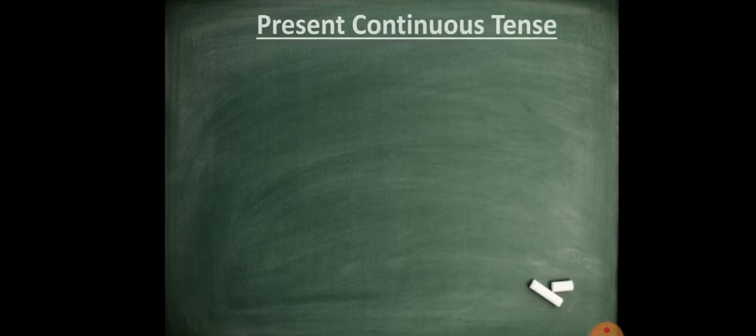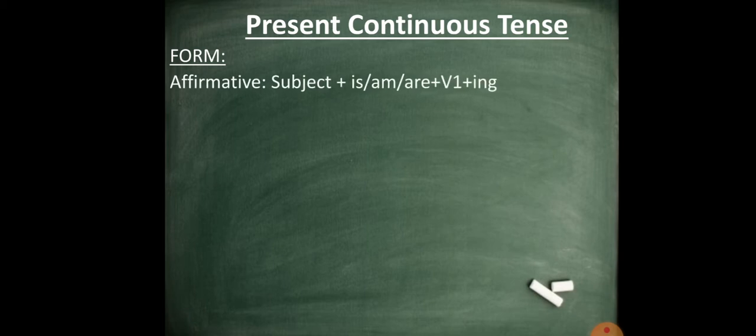Now we come to the formation of present continuous tense. The affirmative form includes subject plus is/am/are plus V1 plus ing. V1 here is the root form of the verb, and to the root form of the verb we add ing. Let's take up an example. My family is enjoying the picnic. Here, enjoy is the verb and we add ing. So, my family is enjoying the picnic.